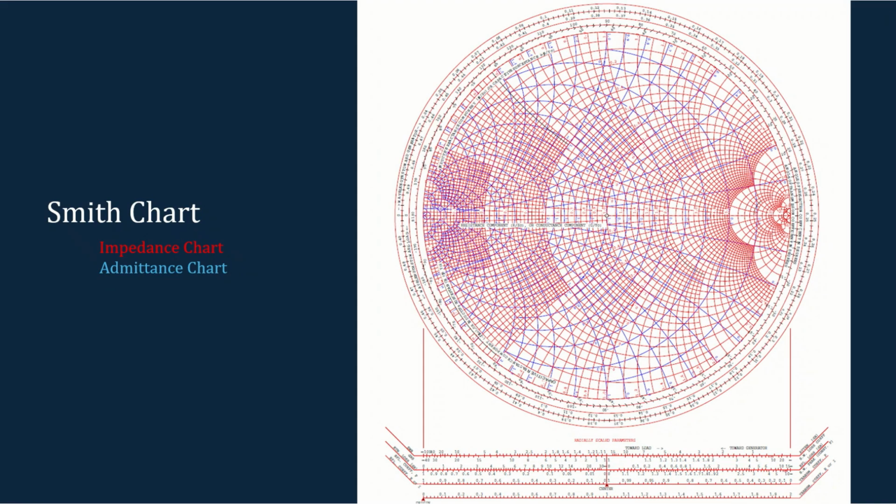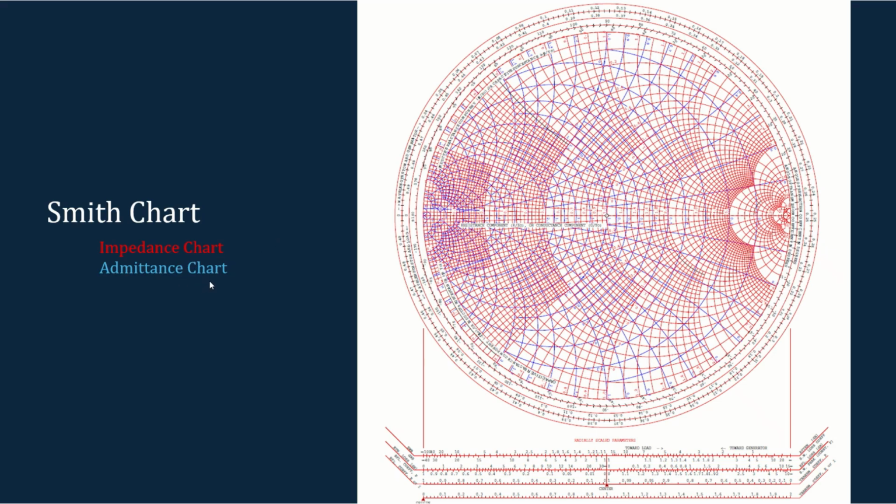When you consider a Smith chart, you can see that it has two different types of curves, one consisting of red colored curves and circles and blue colored curves and circles. So these two different types of colored circles and curves consist of the impedance chart and the admittance chart.